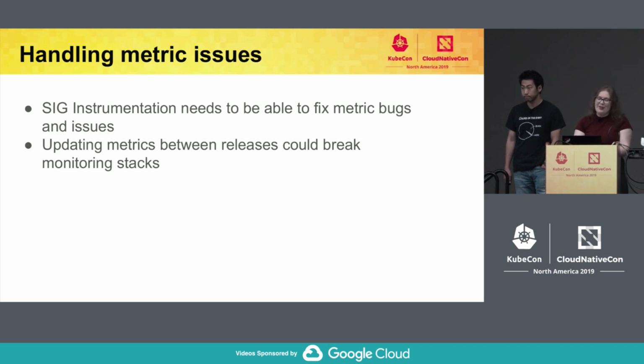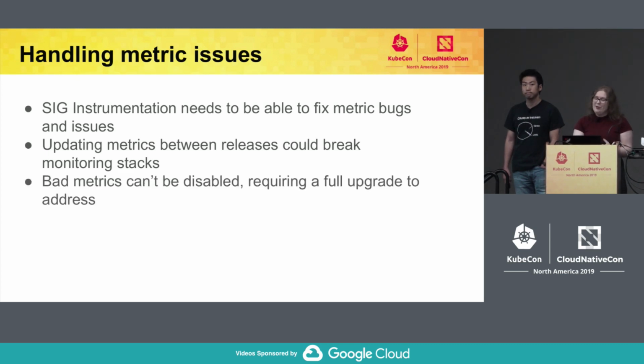For example, fixing the API server latency buckets meant that users would potentially see wildly different performance metrics between a 1.13 and 1.14 upgrade, despite the actual performance not necessarily changing. This could result in anomaly detection throwing incorrect alerts between releases. And there are other issues beyond the metric data itself. If a new metric is added that causes a memory leak or generates too many time series, there's no real way to disable it, meaning a full bug fix and cluster upgrade rollout needs to be performed when bad metrics are discovered.